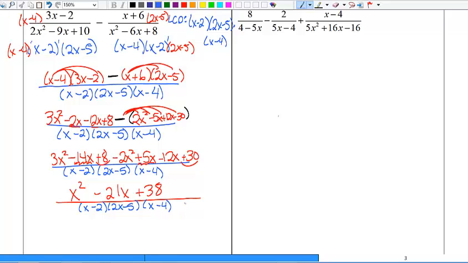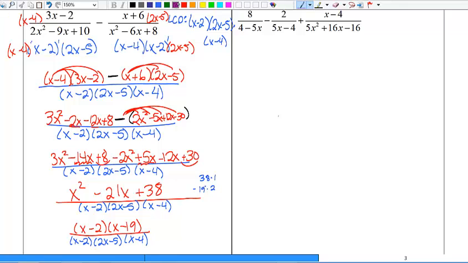In trying to factor the numerator, I'm looking for two numbers that multiply to 38 and add to 21. Well, 38 doesn't have a lot of factors. It's just 38 times 1 or 2 times 19. So, 2 times 19, that'll work. So in the numerator, I have x minus 2 times x minus 19. The denominator is again those same three factors, x minus 2, 2x minus 5, x minus 4.